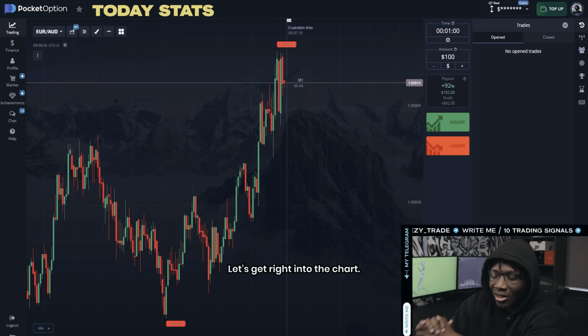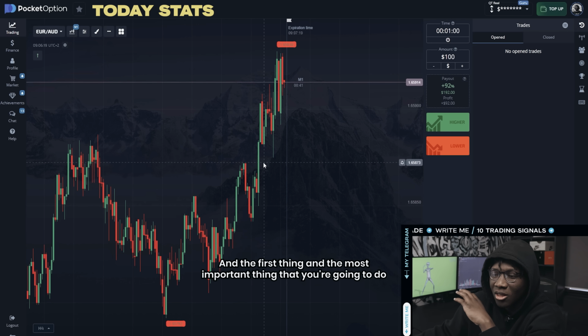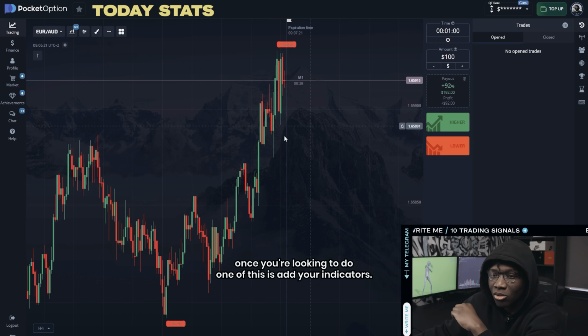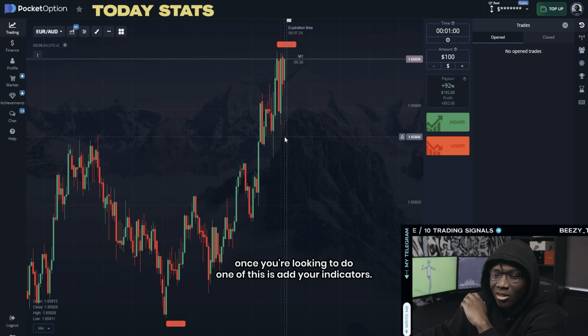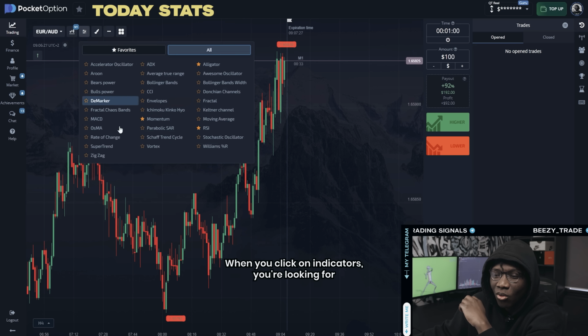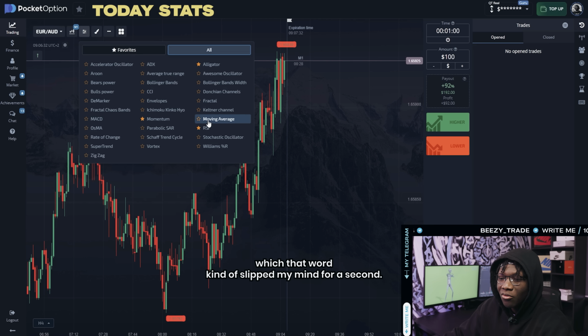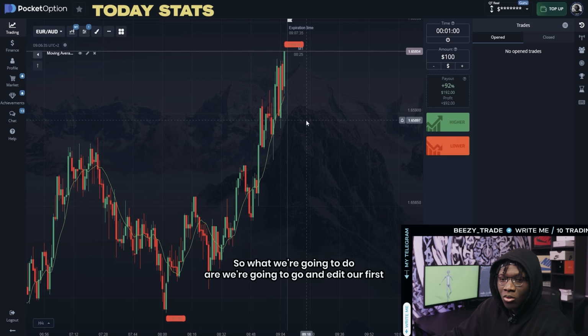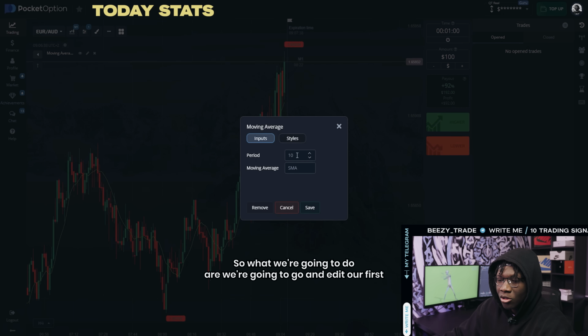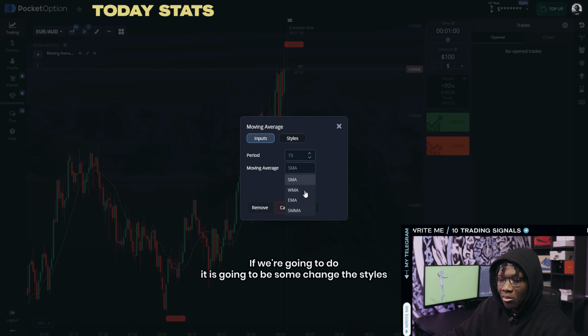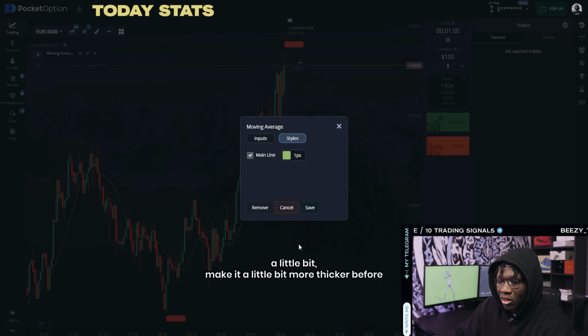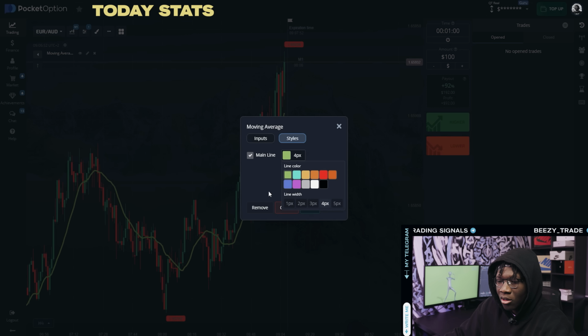Yo gang, let's get right into the chart. The first and most important thing you're going to do is add your indicator. When you click on indicator, you're looking for moving average. What we're going to do is edit our first moving average, and it will be a 15 SMA, so make sure you're choosing the SMA. Everything we're going to do today is going to be in SMA. We'll change the styles a little bit, make it thicker, 4, and change the color to red.